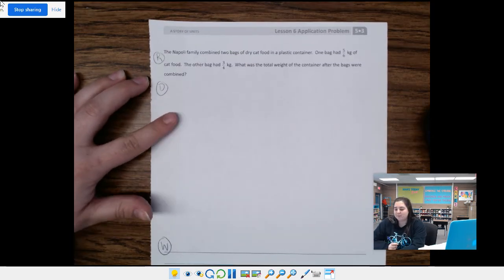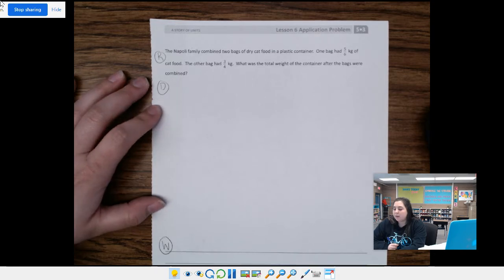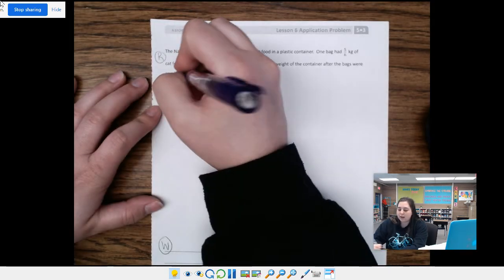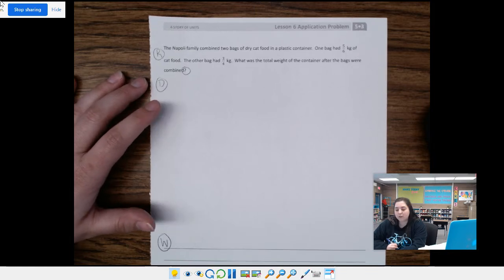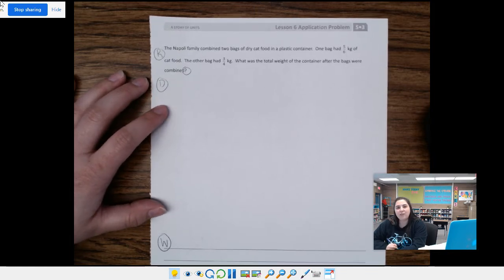Let's read the problem. The Napoli family combined 2 bags of dry cat food in a plastic container. One bag had 5/6 of a kilogram of cat food. The other bag had 3/4 of a kilogram. What was the total weight of the container after the bags were combined? So we are just answering one question. If you feel confident, go ahead. And if not, you can stay back.